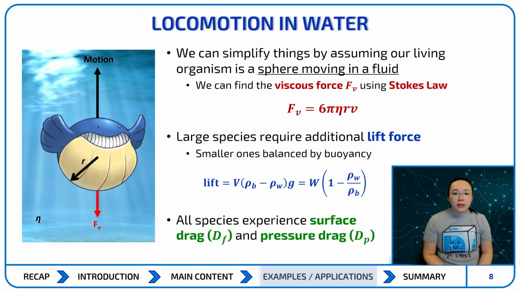We also took a look at locomotion in water. With this, what's happening is we've tried to simplify all the objects in water into a sphere. So I had that Wailmer Pokemon as an example. When we take a look at a sphere moving in fluid, we can apply Stokes' law, which allows us to figure out what the viscous force is. That's 6 pi times the viscosity of the medium times the radius of the sphere times the velocity that it's moving at.